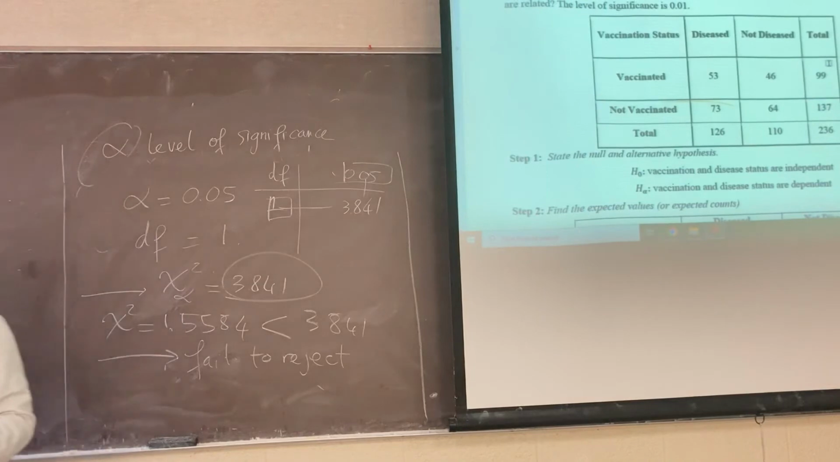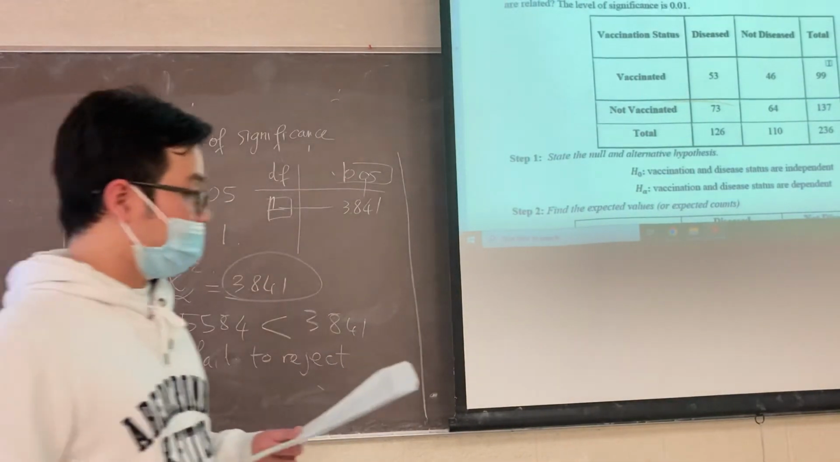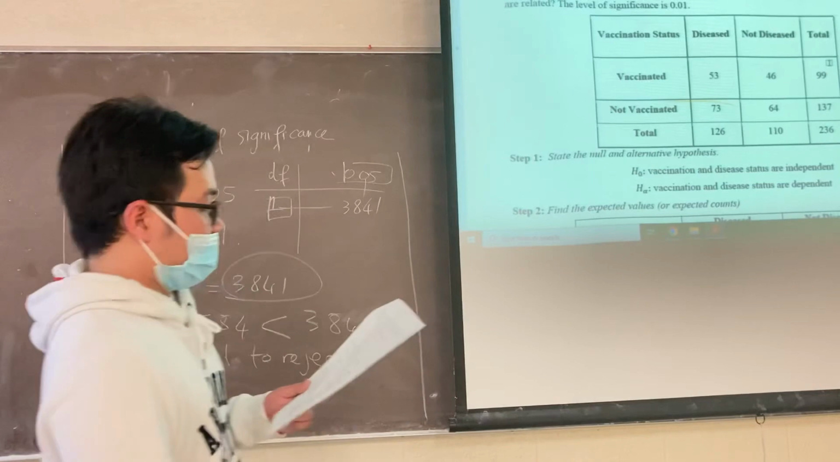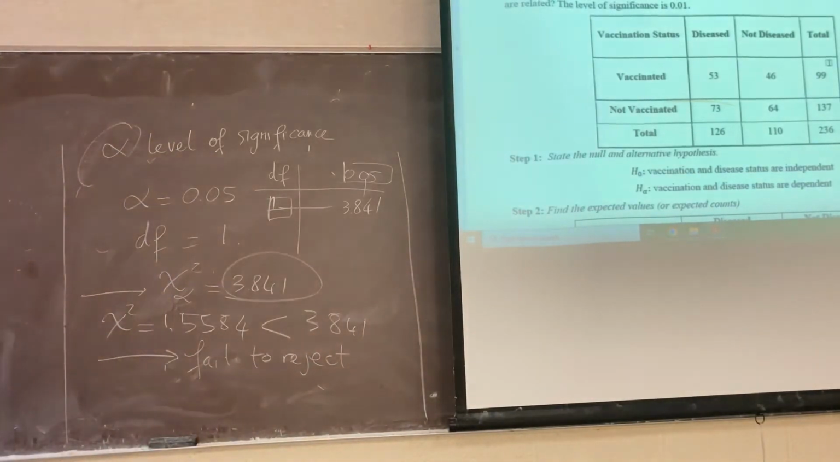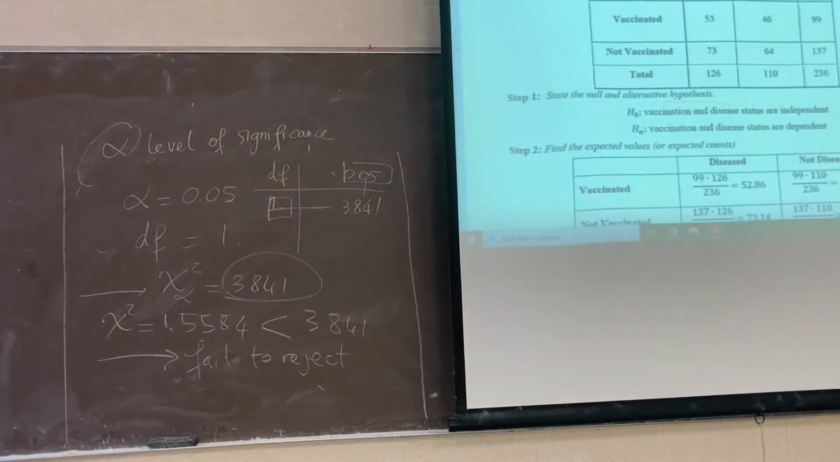The example here is very similar to the online homework, so you can do it at home. I will show you how to do this here. A new vaccination is being used in the experiment to investigate whether it's effective. The sample size here is 236, so we have 236 people in the study. The question is: is there sufficient evidence to determine if the vaccination and disease status are related?